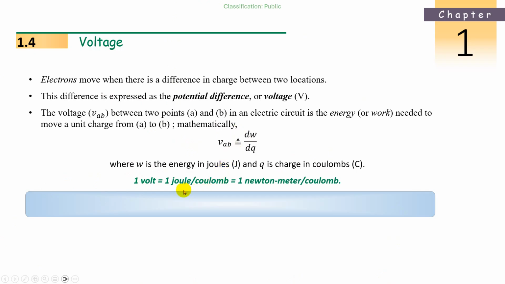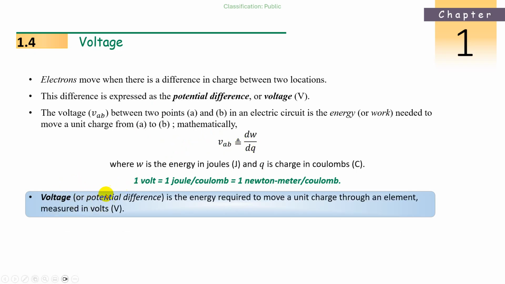But what is 1 joule? In the MKS unit, it is Newton meter, means work done. For 1 meter, how much work is needed? That is called work done. So 1 volt is 1 Newton meter per coulomb. Another definition we can say: voltage or potential difference is the energy W required to move a unit charge through an element, measured in volts.